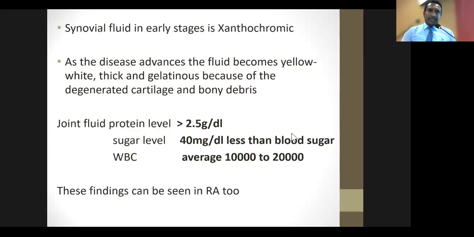Synovial fluid analysis in tuberculous arthritis is initially xanthochromic, but as time goes on, it becomes yellowish white, thick and gelatinous because of the debris. Joint fluid analysis will usually show high protein level, more than 2.5 grams per deciliter, low sugar levels, 40 milligrams less than blood sugar, and WBC averaging 10,000 to 20,000. But these are not specific for tuberculous arthritis. These changes can be found in rheumatoid arthritis too.